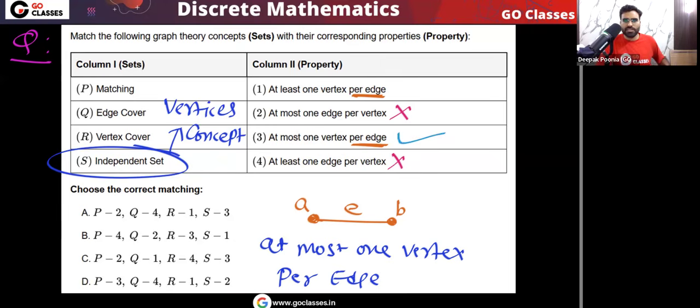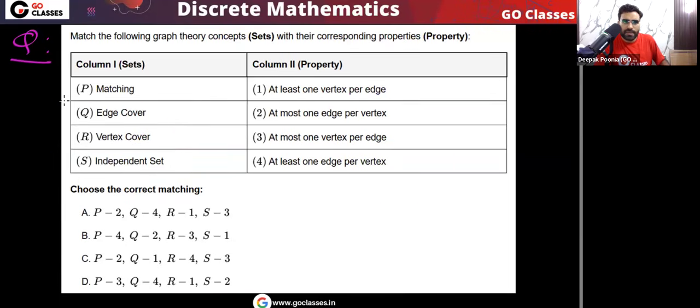So the final answer you can easily see. Matching means at most one edge per vertex, so P2. So these options are gone. Next, edge cover means at least one edge per vertex, so Q4. So this is also gone. And of course, vertex cover means at least one vertex per edge, so this is correct. And independent set means at most one vertex per edge. So finally the answer will be option A.